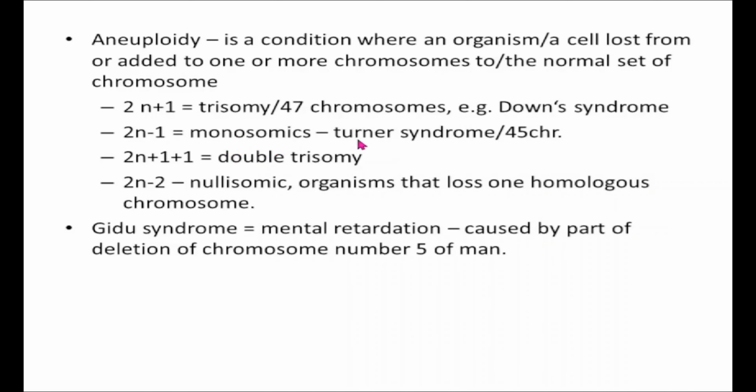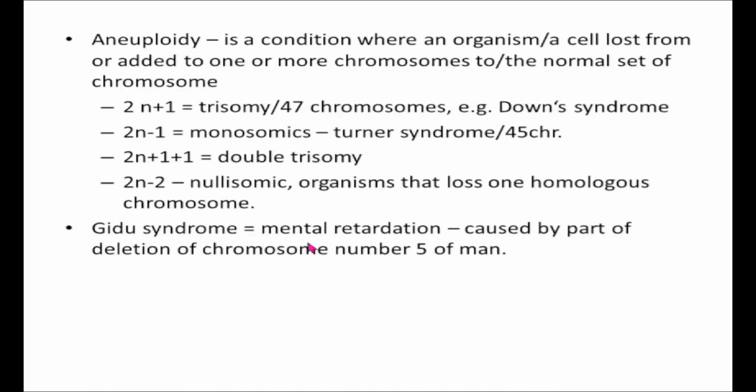2n minus 1 we call monosomy. The kind of defect is Turner syndrome. The chromosome number will be 46 minus 1, 45. 2n plus 1 plus 1 is double trisomy. Trisomy is adding one chromosome. If two chromosomes are added, we call it double trisomy. 2n minus 2 is nullisomic, an organism that lost one homologous chromosome pair.